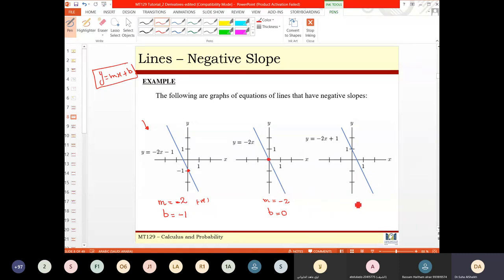Check this one. What's my m? Again, it's the same, minus 2. And what's my y-intercept? Where am I cutting the y? At 1. Yeah. So notice the slopes here are all the same. What's different is where we cut the y. One time we cut it at minus 1, one time at 0, one time at 1. Okay, I want this to go up.